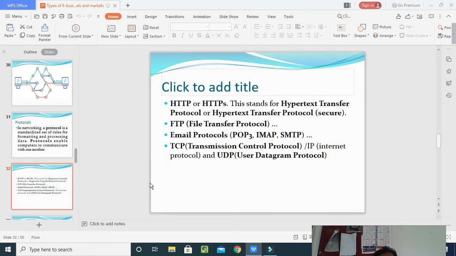So there are certain types of protocols. What are those? HTTP, hypertext transfer protocol, secure, FTP, file transfer protocol, email protocols, like TCP, transmission control protocol, as I was showing when the internet picture was there in our previous PPT. And IP, that means internet protocol, and UDP, user datagram protocol. These are the different types of protocols where every company will use any kind of protocol for their convenience. Depending on the data, they will work on it.